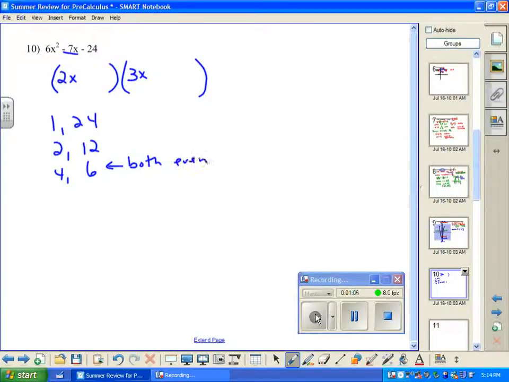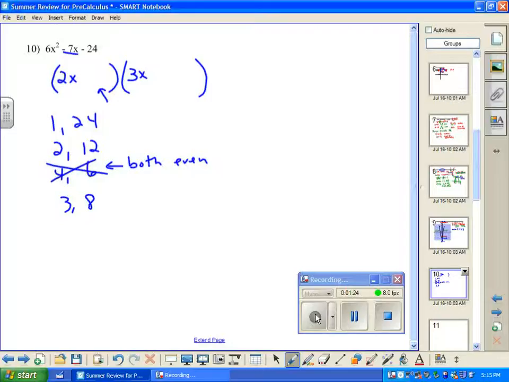And if I was to put either the 4 or 6 here, that would mean that this particular binomial would have had a common factor of 2 that I could have pulled out, and there's no common factors in the original trinomial. So I'm not going to be using the 4 and the 6. So then I'm going to be trying 3 and 8.